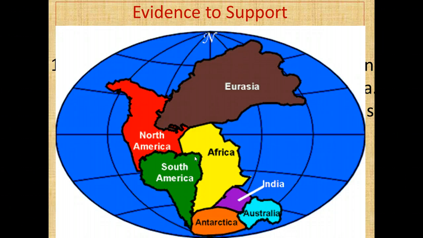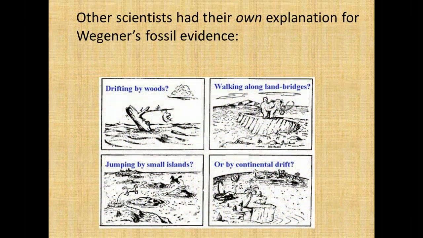And again, this is where, right in here between South America and Africa, is where they found the Mesosaurus. Now, other scientists had their own explanation of how these fossils came to be on both sides of those continents, and they were pretty far-fetched. In the first picture, they thought that the animals simply hopped on a piece of driftwood and floated across the ocean. Now remember that this is thousands of miles of ocean, and so that's not a very likely scenario.